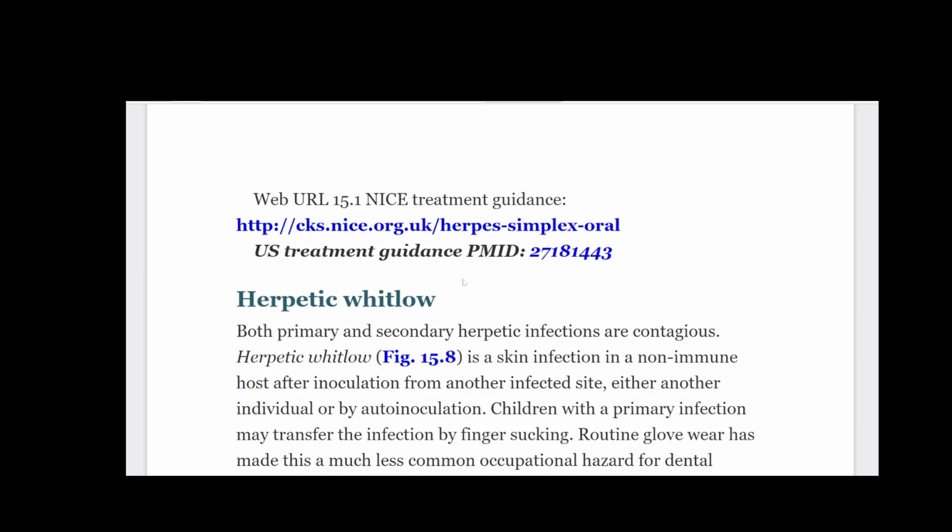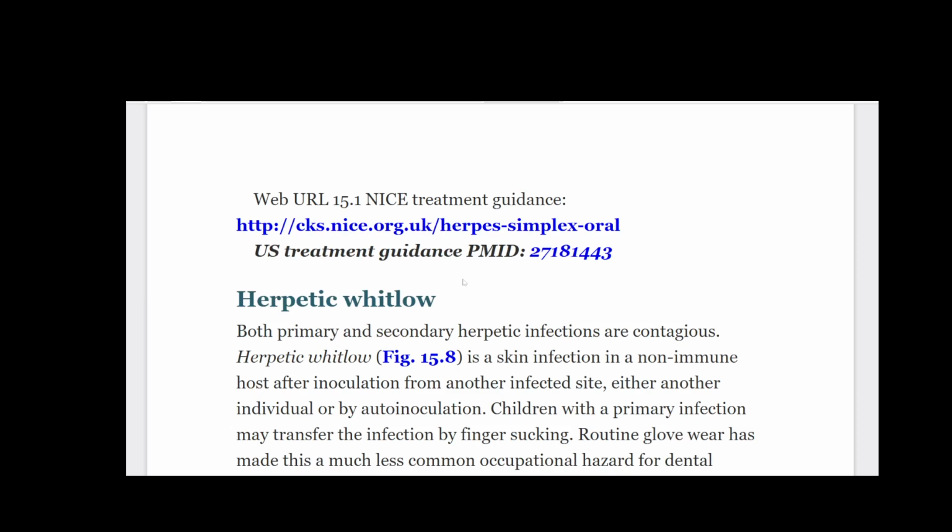Herpetic whitlow. Both primary and secondary herpetic infections are contagious. Herpetic whitlow, Fig. 15.8, is a skin infection in a non-immune host after inoculation from another infected site, either another individual or by auto-inoculation. Children with a primary infection may transfer the infection by finger sucking. Routine glove wear has made this a much less common occupational hazard for dental surgeons and their teams. Antiviral drugs should be prescribed as for primary infection.